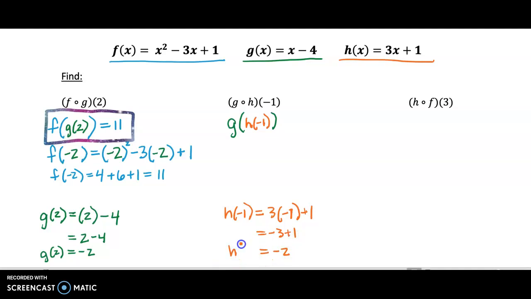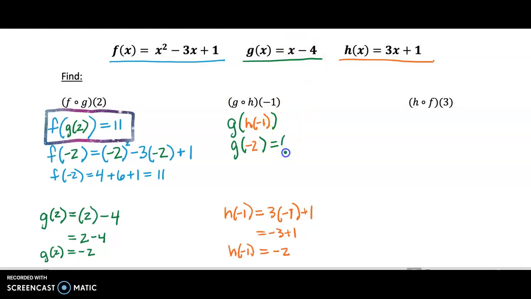Wow, how did I get the same answer for that? That was crazy for the two different problems. So h of negative 1 equals negative 2. So I'm going to come back up here and do g of my output for h of negative 1, which is negative 2. So now I need to find g of negative 2.